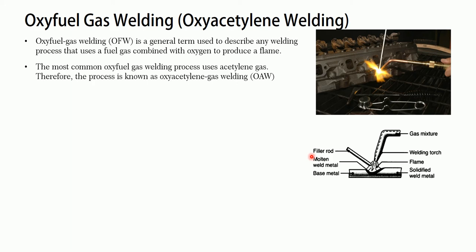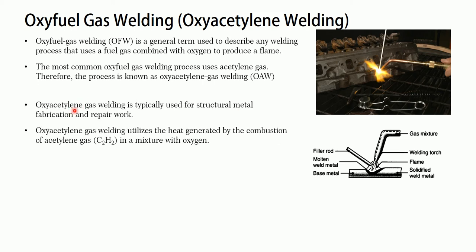Now for the making of the joint, another material is used. That material is called filler material, or it is also called filler rod, as it is in the form of a rod. The material used for the filler rod is the same as that of the material to be joined. Oxyacetylene gas welding is typically used for structural metal fabrication and repair work.